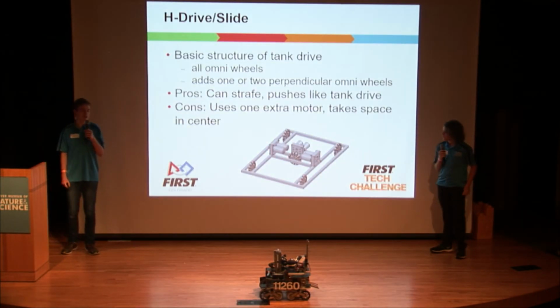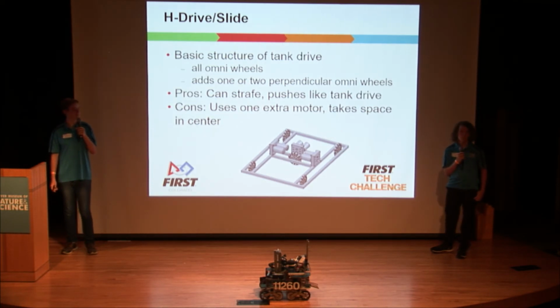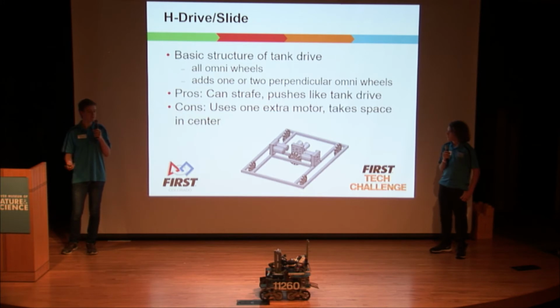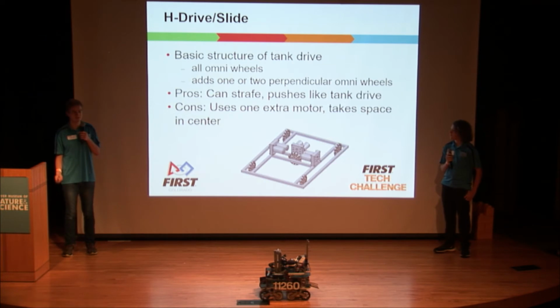All right, an H drive or slide is not a common design. You won't see it on many robots, but it essentially is a tank drive with 4 omni wheels, one in each corner, and then it adds a perpendicular omni wheel to the center of the robot, and that allows for an added strafing capability that a tank drive wouldn't normally have, but they can be pushed pretty easily in most directions. They require an extra motor to power that extra wheel, and there's a lot less space in the middle for building everything else you want on your robot.